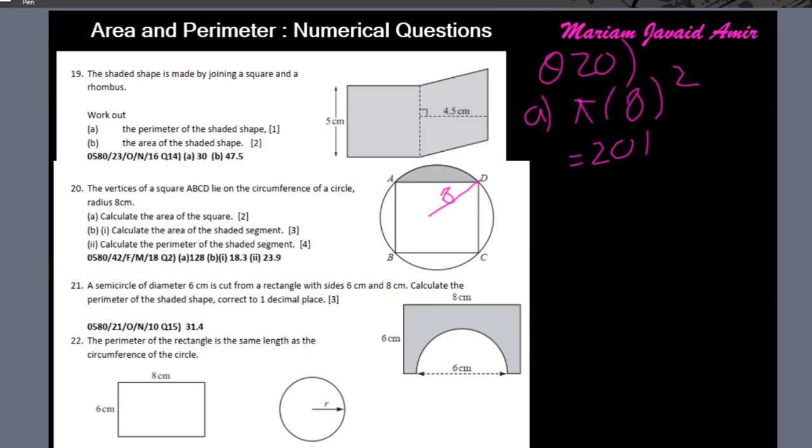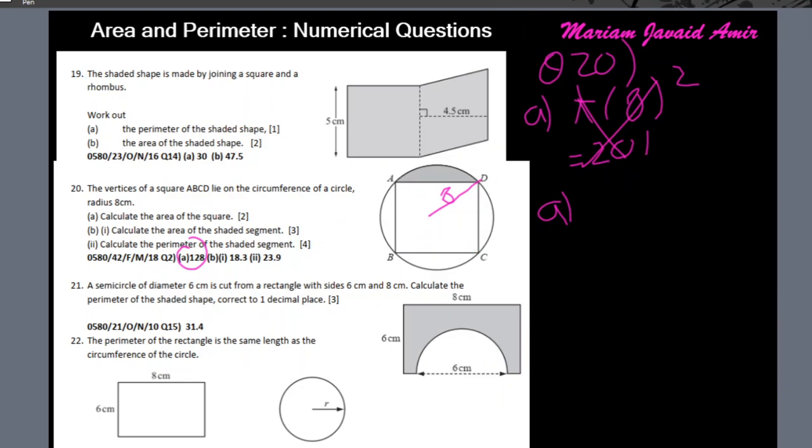Why am I not getting the right answer? Calculate the area. Oh, the question asked for the area of the square. My bad. Area of the square. So the circle's radius is 8. So that means this length is 8. This length is also 8, and this length is also 8. So now I need the area of the square.